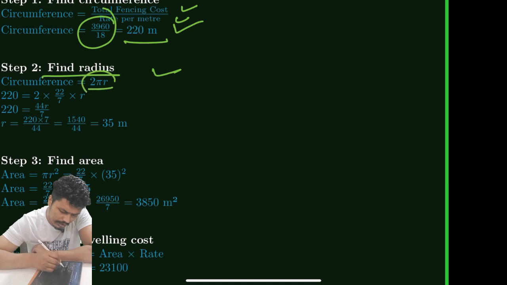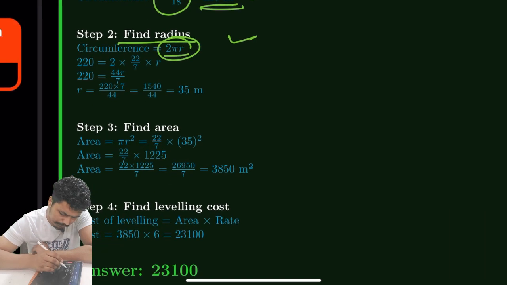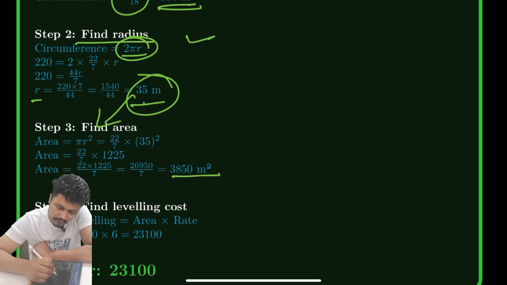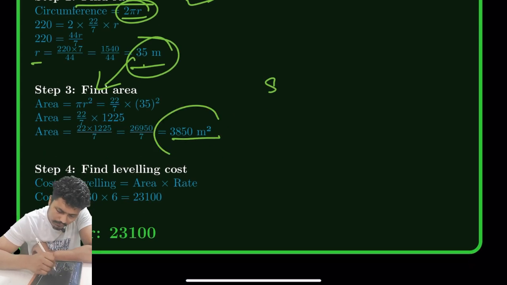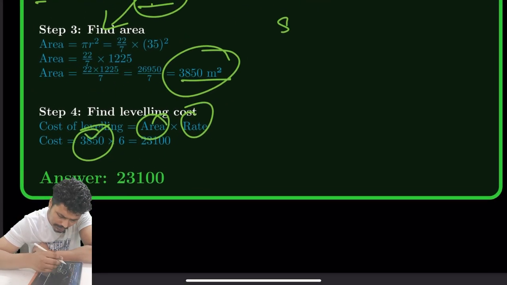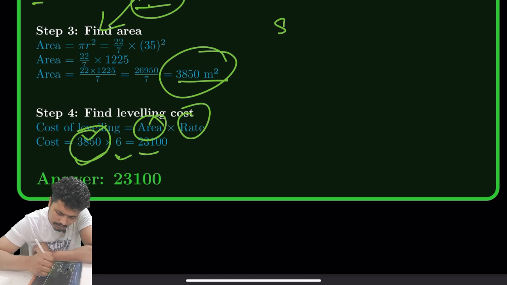Find radius. Circumference is 2 pi r, you know circumference, so from here you can find out radius. If you know radius, find out the area. You got the area. Now, what will be the cost of leveling? Cost of leveling is area into rate. Area is 3850. Rate is given: leveling at the rate of 6 per square meter. So area is already there. Multiply by 6, you'll get the answer.